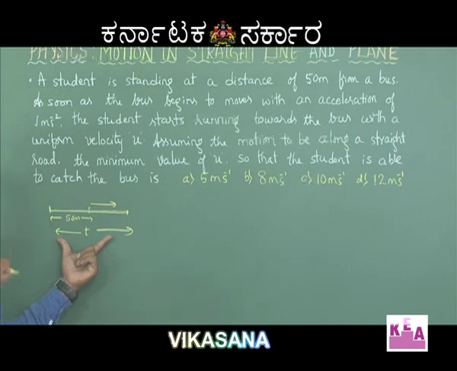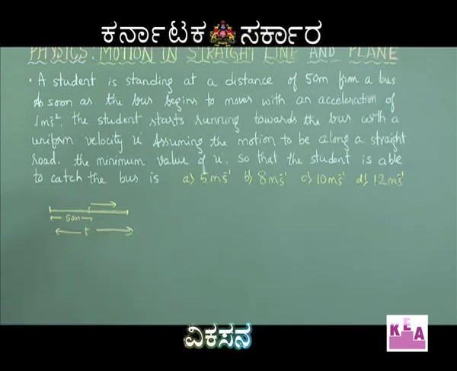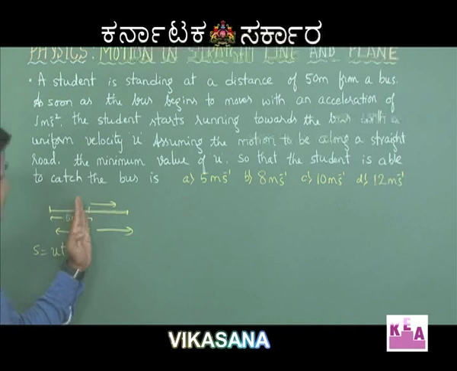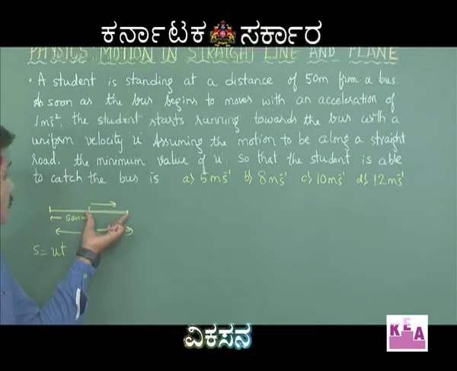So what is the total distance covered by the boy? It is uniform velocity into time: s is equal to u into t. In order to catch the bus, how much distance should he cover? He is already 50 meter behind the bus, and during this time t, the bus also moves starting from rest. So what is the distance covered by the bus?